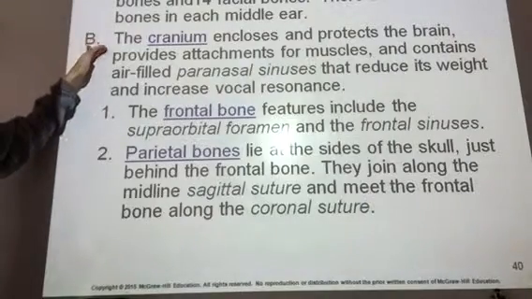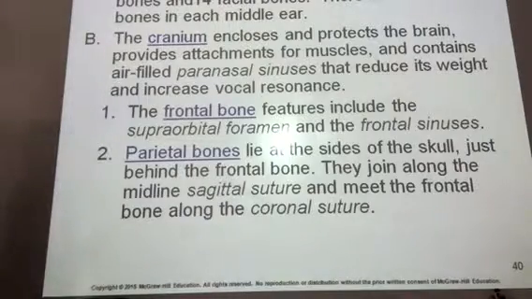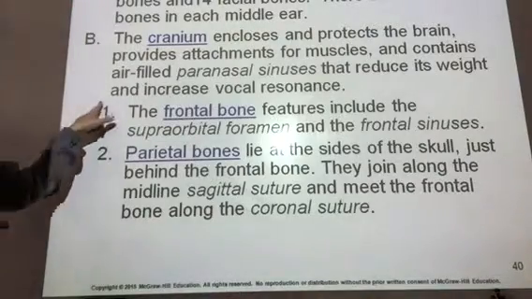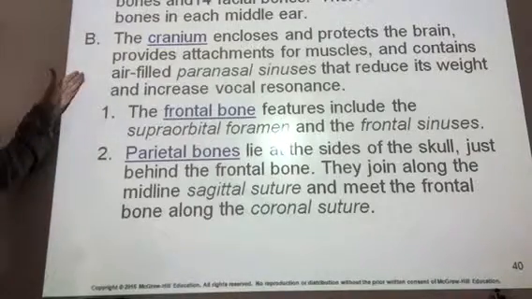So the cranium is the outside back top part of the skull. It encloses the brain, it protects the brain, provides attachment for muscles, and it also contains your sinuses. So, sinus infection: the sinuses in your skull help to make it lighter and easier for you to carry your head around on your body. It also helps with vocal resonance, so speaking and things like that. So your sinuses are located in your cranium.